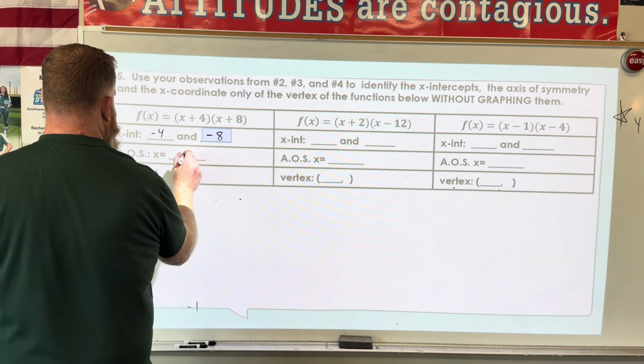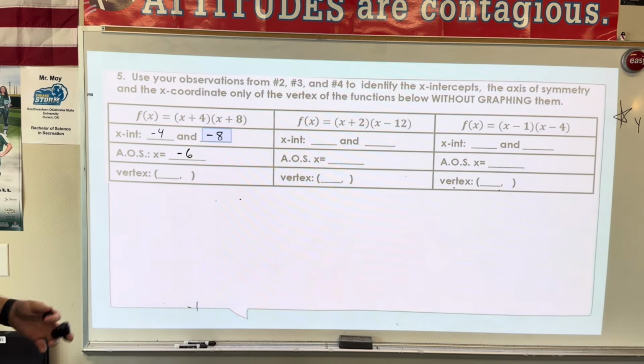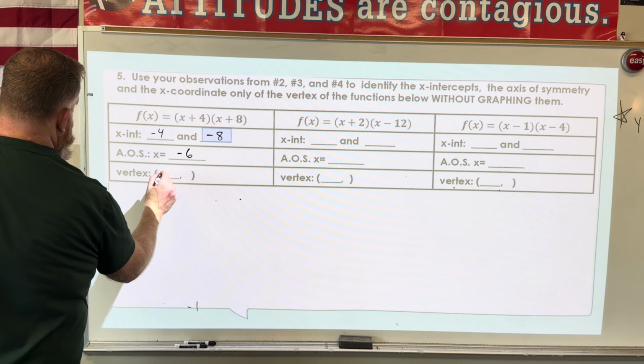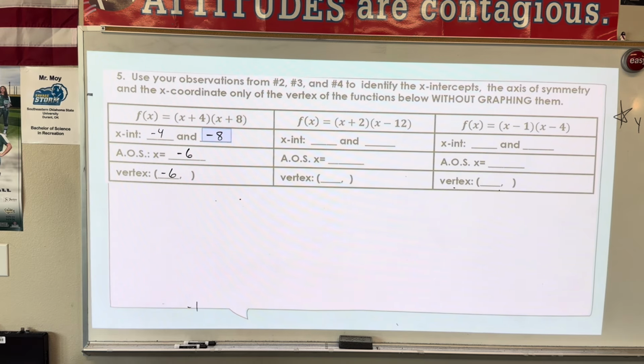So my axis of symmetry is x equals -6, which means my x number for my vertex is going to be -6. I don't know the y. I do not know how low it goes. That's where we would need to do some other math. Everybody good? Okay, go ahead and do the second one. Let's see if you can find it.